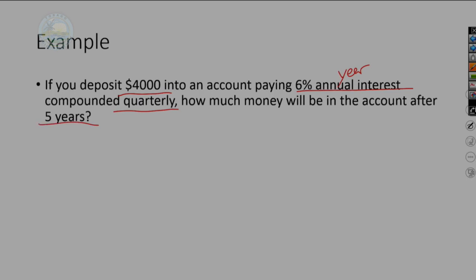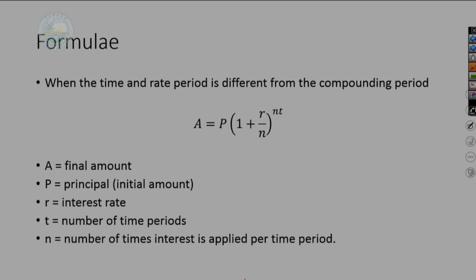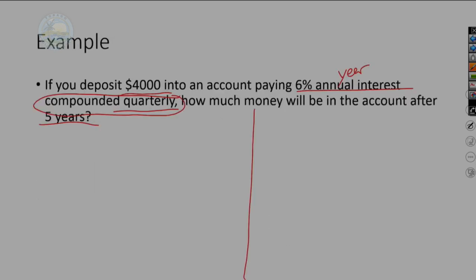Now, time is in years, the rate is in years. So do you think that our period should be years? You may think so, but remember, when it comes to compound interest, the compound period determines what our period should be. So we're going to do it both ways. We're going to do one using the regular formula and then one using the special formula here. What special formula am I talking about? This particular one, where it will be 1 plus the rate over n, raised to the power of nt. But let's just write down the values as it is right now.